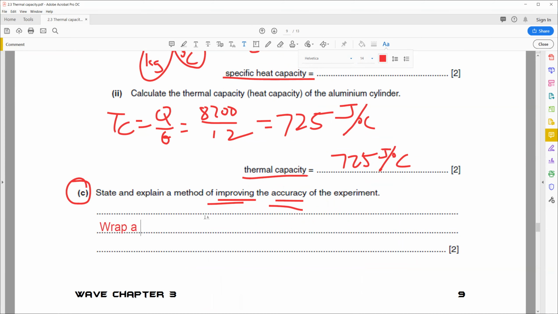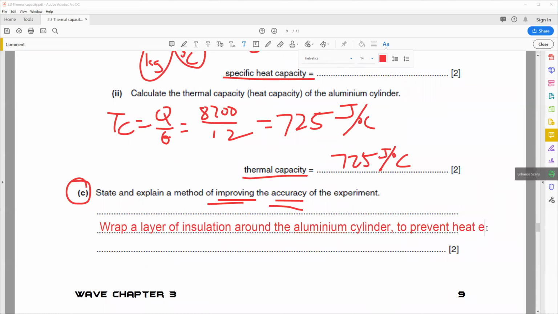Wrap a layer of insulation around the aluminum cylinder. And my explanation is obviously to prevent heat energy being lost to the surrounding.